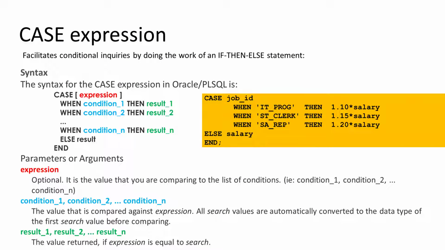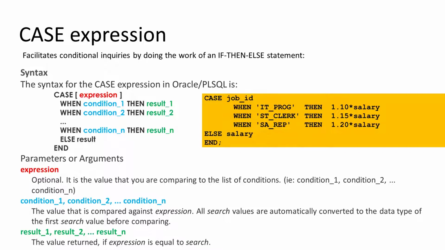So let's explain the case expression. Case expression facilitates conditional inquiries by doing the work of an if then else statement. The basic syntax of a case expression in Oracle PL/SQL is case, after that expression, then write when condition 1, then result 1, after that condition 2, then result 2, and till condition n, then result n. After examining all conditions, you have to write else and the result, and end with end.